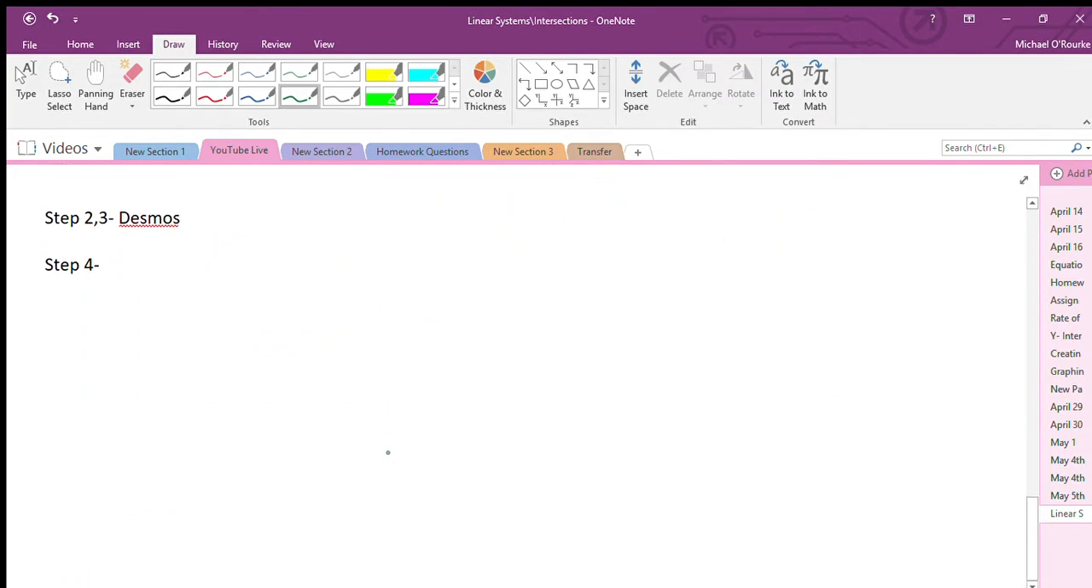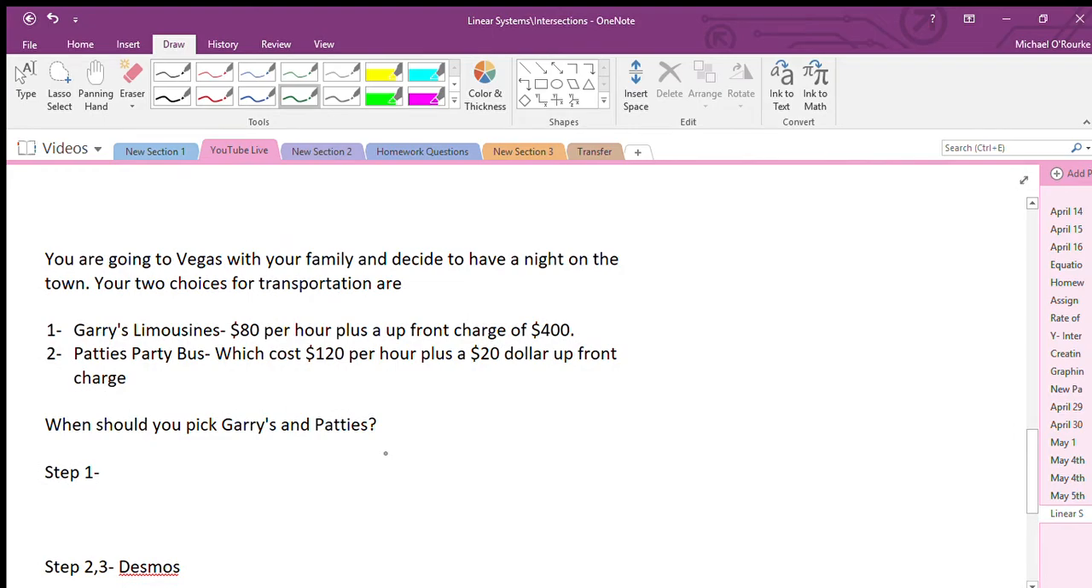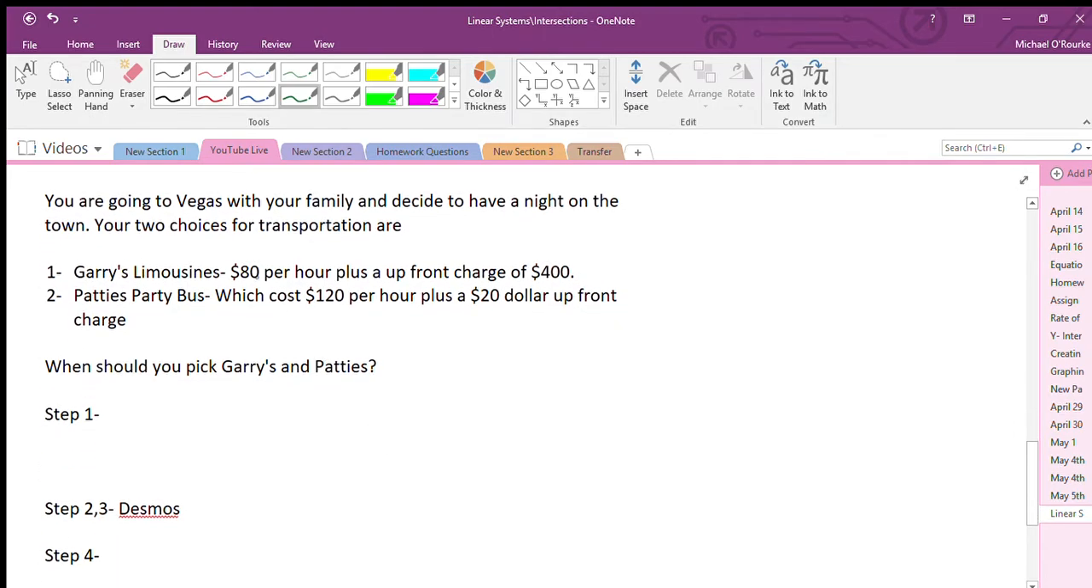So this is our last question for examples. You go into Vegas with your family and decide to have a night on the town. You have two choices for transportation. Gary's limousines cost $80 per hour plus $400 up front, or Patty's party bus costs $120 per hour and $20 upfront charge. Okay. When should you pick Gary and Patty?